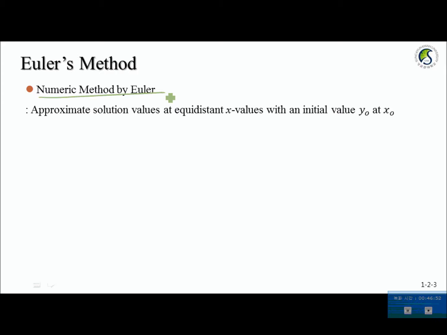It's an approximation of the solution value at equidistant x values with an initial value, x naught, y naught. It's an initial value condition, right? So you start from the initial value condition, and you do some equidistant type of stuff, and then try to approximate the solution value.